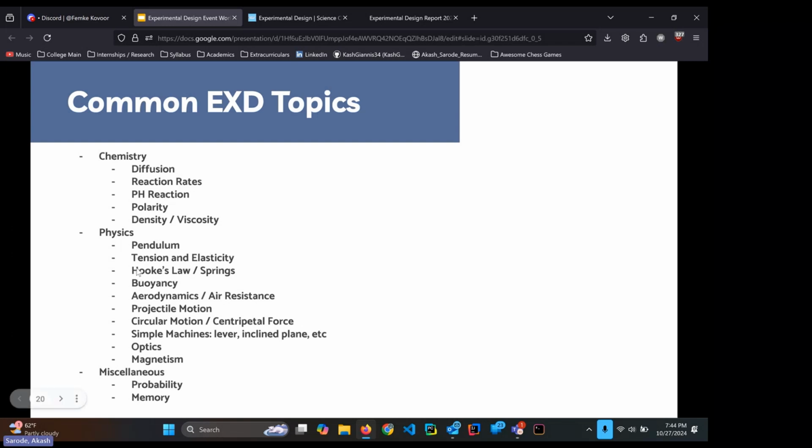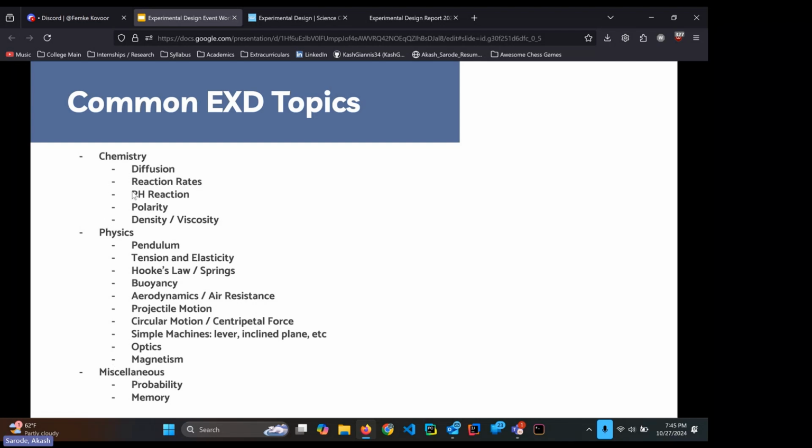So something I definitely recommend when you're preparing for XD is to reflect how the number of physics experiments is a large portion of what you're going to see at invitationals and tournaments. So definitely try to practice with physics experiments a significant amount in comparison to chemistry and miscellaneous experiments.